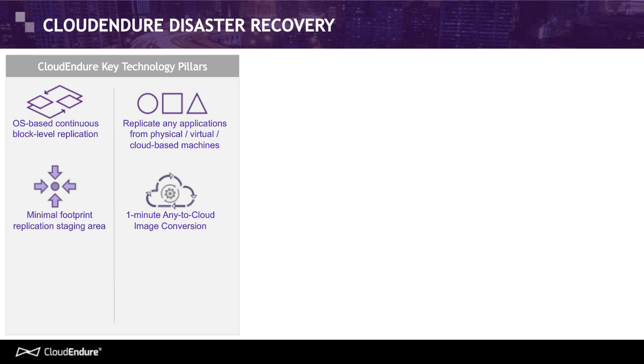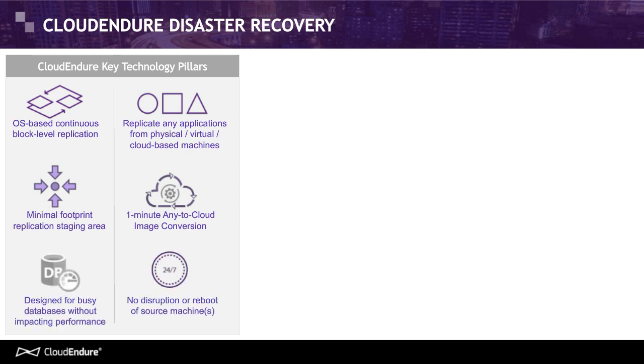which you can see here as well, a 1-minute any to cloud image conversion process, which takes the source machine, irrespective of where it came from, whether it's VMware or Hyper-V or physical machines or other clouds, and we convert it to Amazon format very quickly, also irrespective of the size of the machine. And we complete the full-blown orchestration of standing up the application stack. And then finally, in terms of our technology, it's designed for busy databases, busy applications without impacting performance of those source machines in any noticeable way.